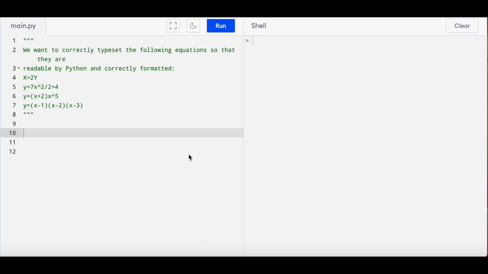I'm going to do some examples of taking equations and typesetting them so that they work in Python and also so that they are correctly formatted. I'm going to start with x equals 2y. So this equation is going to give me problems if I try to run it in Python. You can see that there's a syntax error.